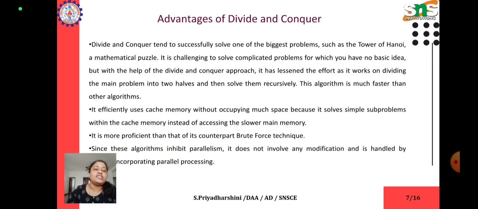Let's see the advantages. Divide and conquer tends to successfully solve some of the biggest problems, such as the Tower of Hanoi, a mathematical puzzle. It efficiently uses cache without occupying much space, because it solves simple subproblems within the cache memory instead of accessing the slower main memory. It is more proficient than the brute force technique. Since these algorithms exhibit parallelism, they can be handled by parallel processing without any modification.